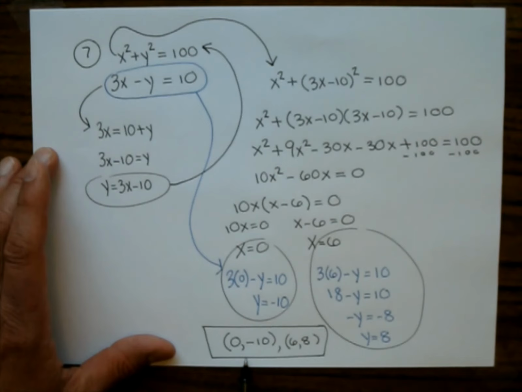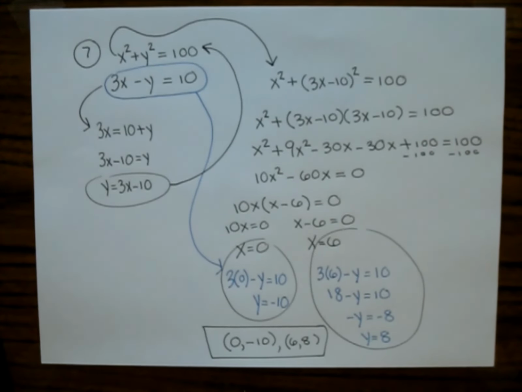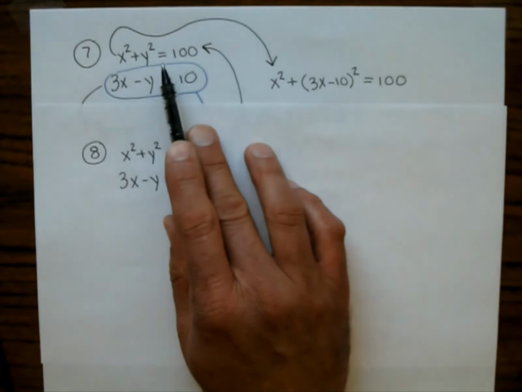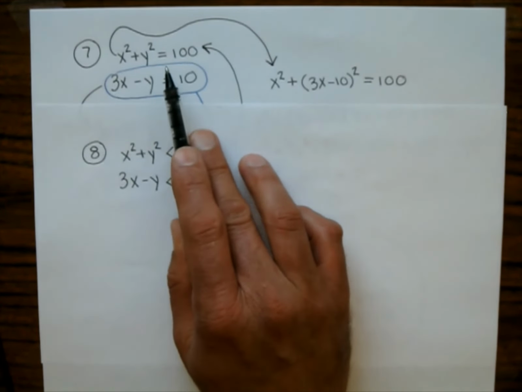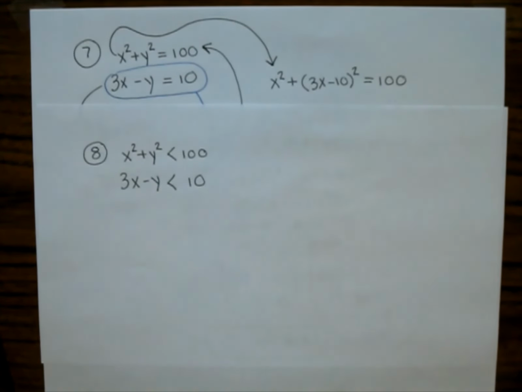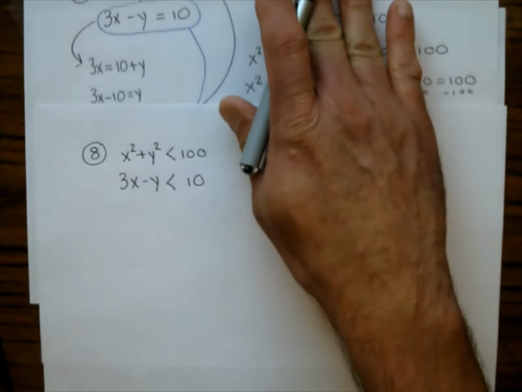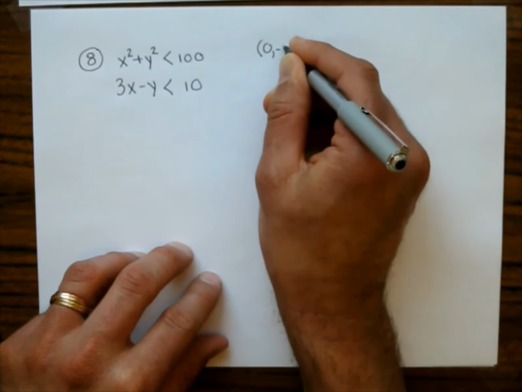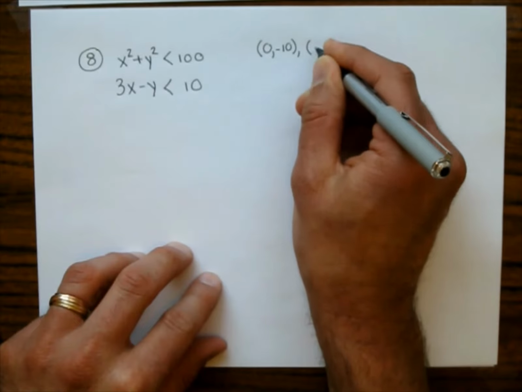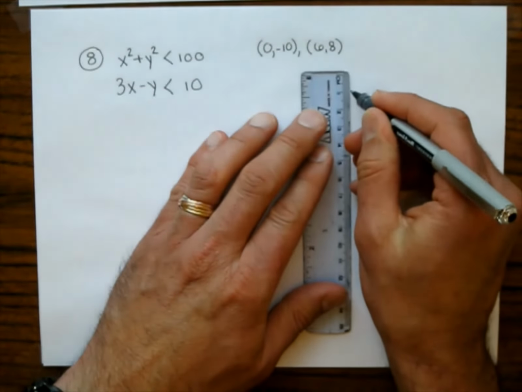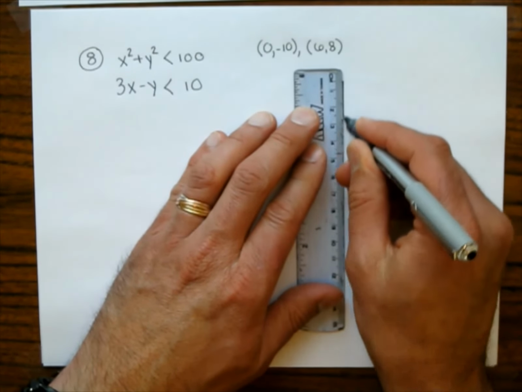But we'll also verify there's two solutions by looking at the picture, because our last problem that we're going to do looks like this problem. We replaced these equal signs with inequalities, and they both say less than. So now we're going to turn to the art portion of this class. We know their intersection points are (0, -10) and (6, 8). Let's go ahead and graph a pretty picture and see what we get.